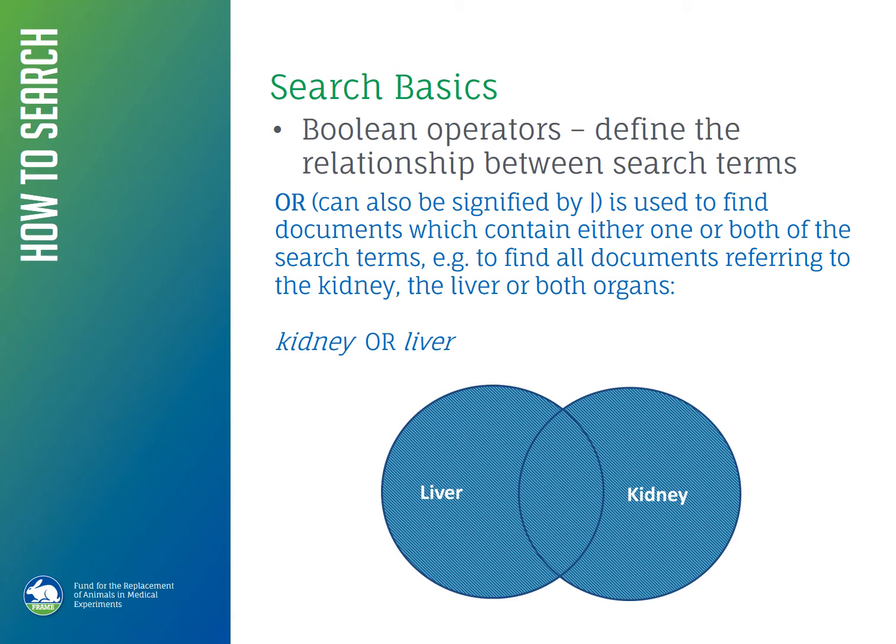The Boolean operator OR is used to find documents which contain either one or both of the search terms. For example, to find all documents referring to the kidney, the liver, or both organs, you would use kidney OR liver. And as the diagram shows, you will retrieve all documents including those terms, including those that overlap.